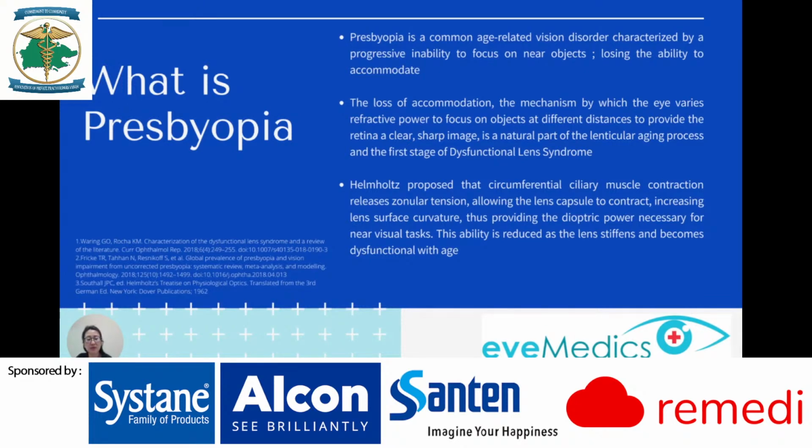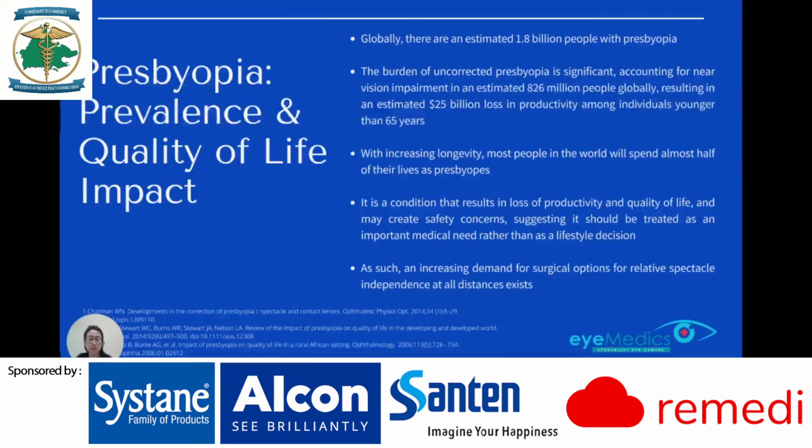Helmholtz proposed that the eye's circumferential ciliary muscle contraction releases zonular tension, allowing the lens capsule to contract, increasing lens surface curvature and thus providing the dioptric power necessary for near visual tasks. This ability is reduced as the lens stiffens and becomes dysfunctional with age.